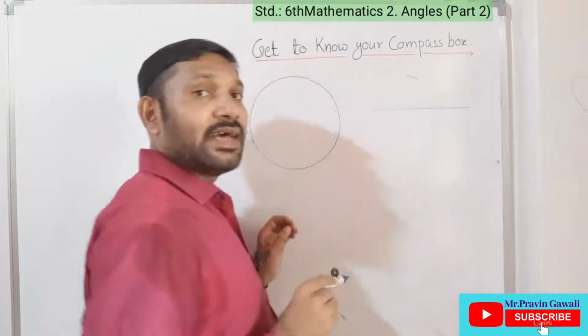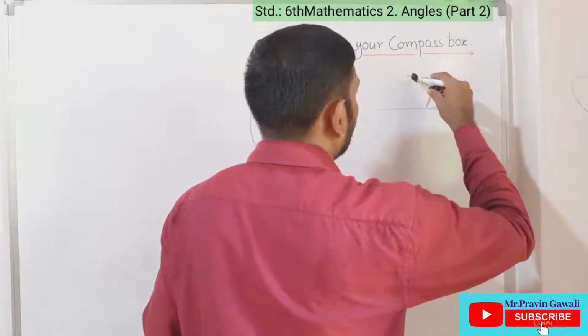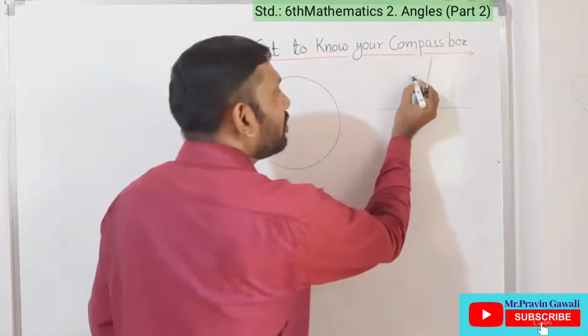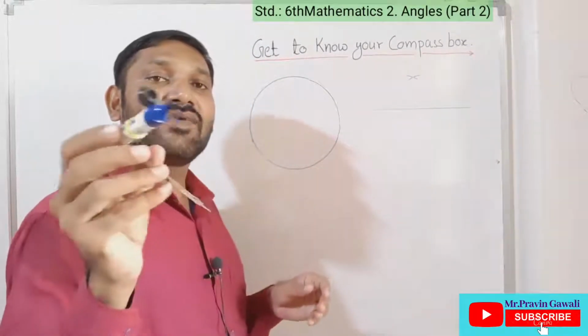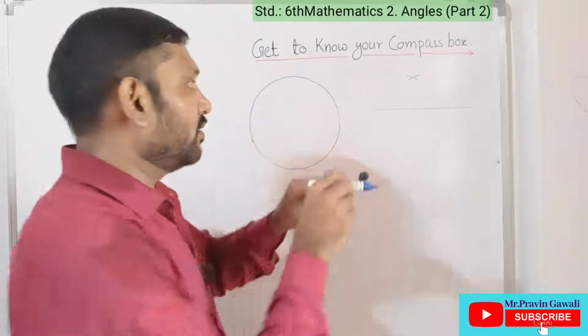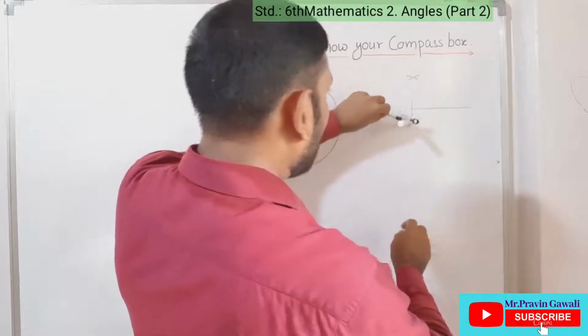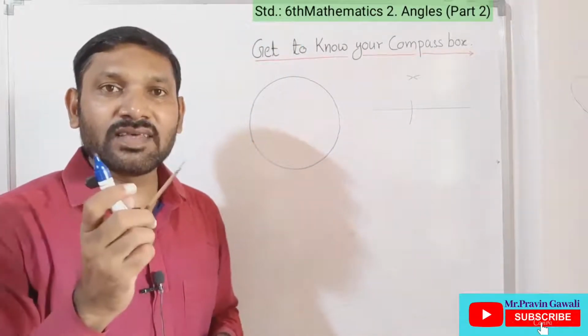If I want to get the point, here you can see a point is formed. And if you want to cut the line, again we can use this to draw an arc, for example, from here. Okay, student, have you understood the use of the compass?